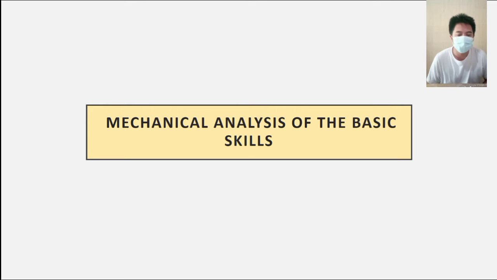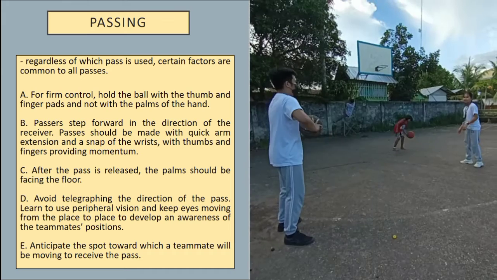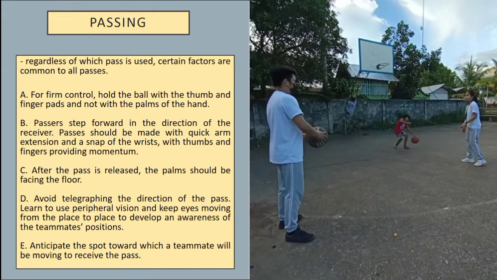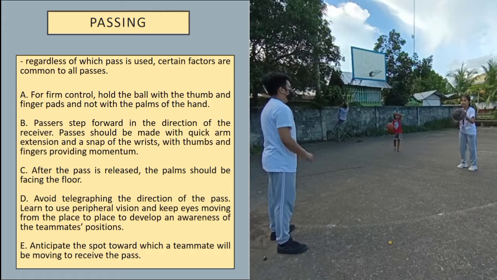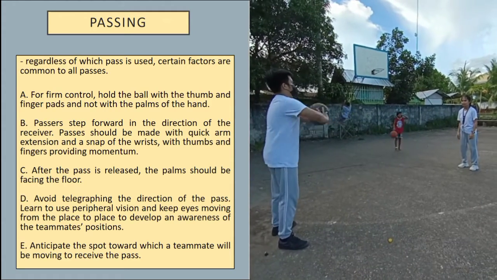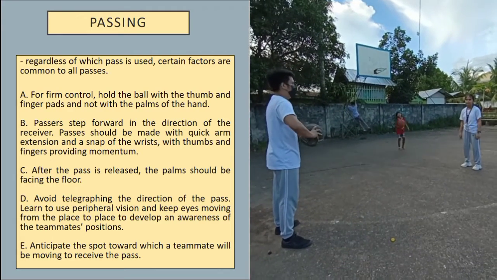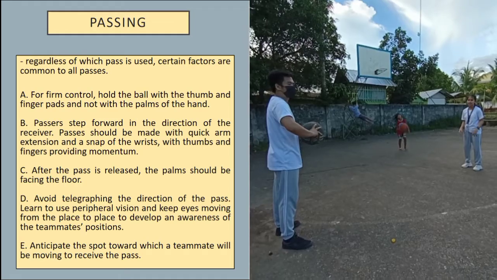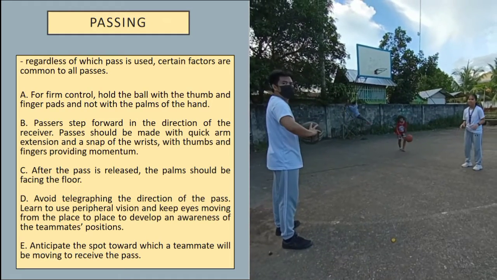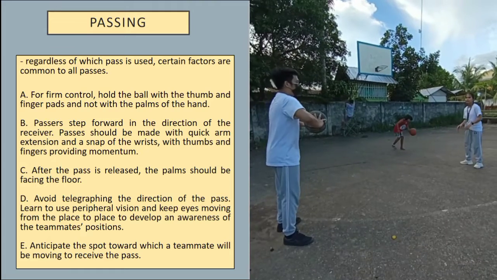Mechanical analysis of the basic skills. Passing. Regardless of which pass is used, certain factors are common to all passes. A. For firm control, hold the ball with the thumb and finger pads and not with the palms of the hand. B. Passers step forward in the direction of the receiver. C. Passes should be made with quick arm extension and the snap of the wrist, with thumbs and fingers providing momentum. After the pass is released, the palm should be facing the floor. Avoid telegraphing the direction of the pass.